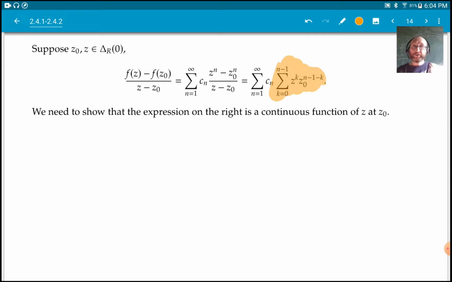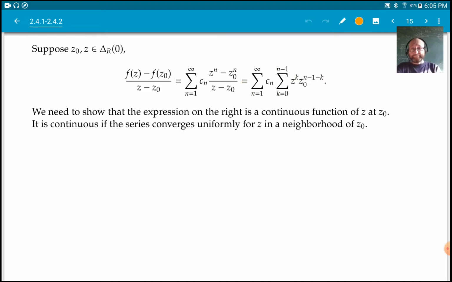Now, the problem is that if I put a limit out here, that limit is in front of this infinite series. So I need to swap those limits: the limit over here, and the limit that I want to put in front of the difference quotient, z tends to z naught.